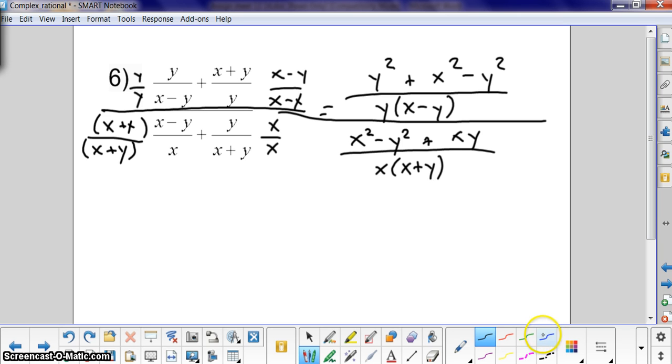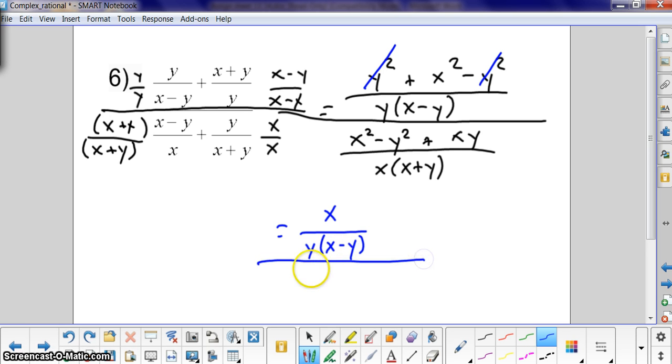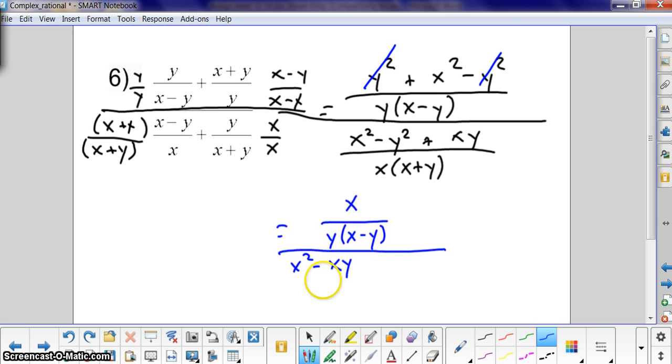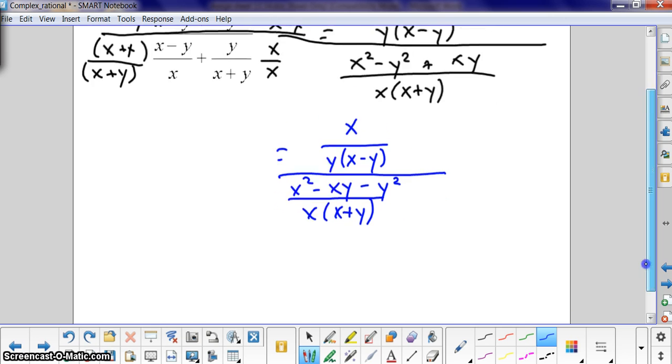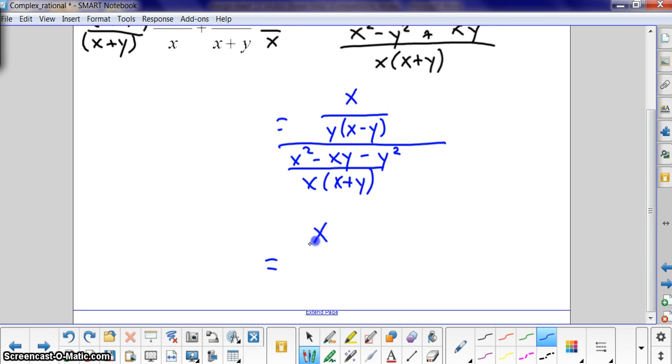Now there's a couple things that we want to pay attention to. In my numerator up here, y squared minus y squared is going to cancel out. And down here, nothing seems to cancel out. So now I have x over y times x minus y divided by, that's my main fraction bar, divided by x squared minus xy minus y squared over x times x plus y. Instead of dividing by a fraction, let's multiply by the reciprocal. So x over y times x minus y.